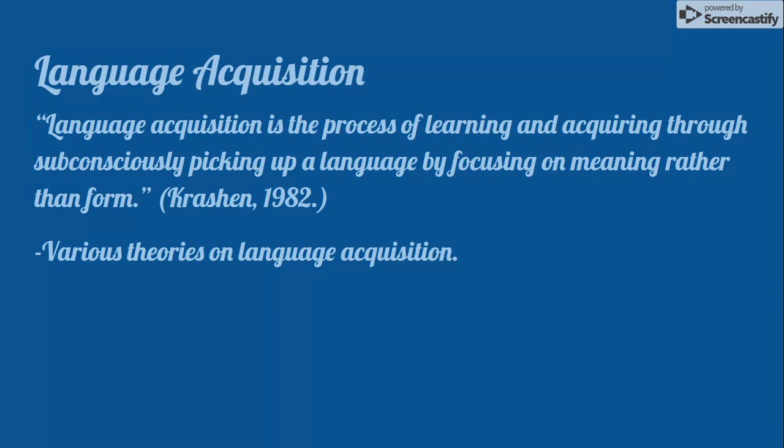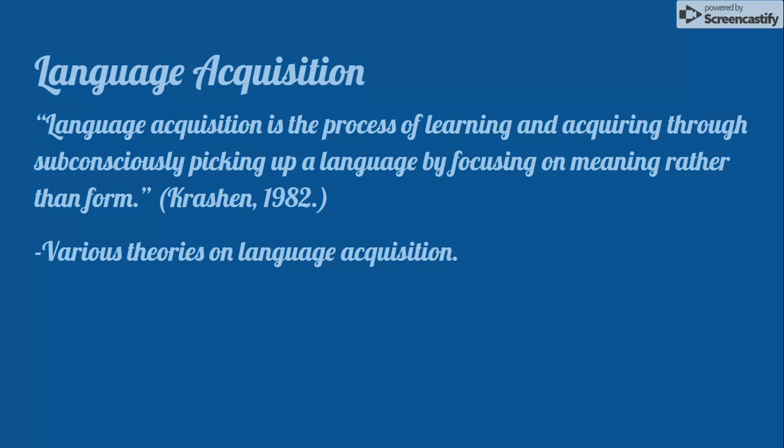So to begin, I want to define language acquisition. According to Krashen, Stephen Krashen believes that language acquisition is the process of learning and acquiring language through the subconscious picking up of a language by focusing on meaning rather than form. With language acquisition, Krashen believes that there are 5 steps or predictable stages of second language acquisition and how this process unfolds. These 5 stages are pre-production, early production, speech emergence, intermediate fluency, and advanced fluency.